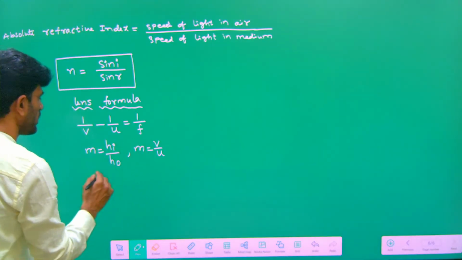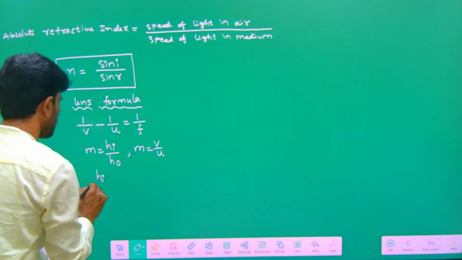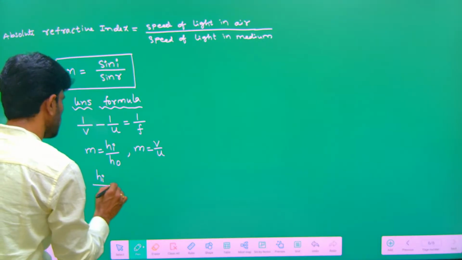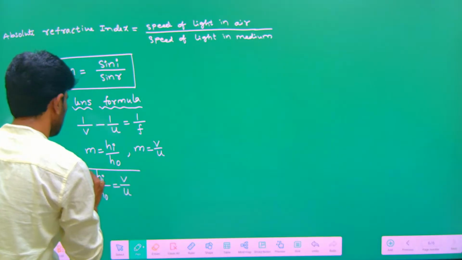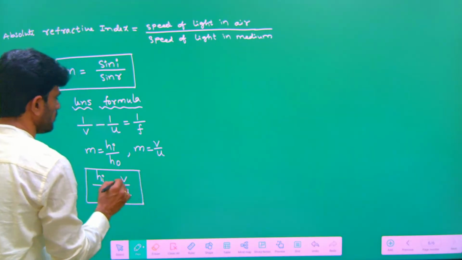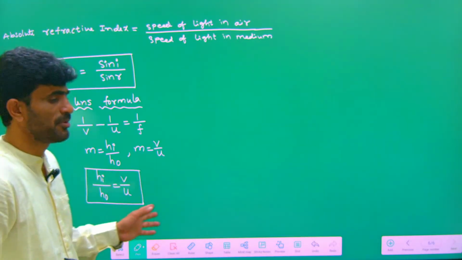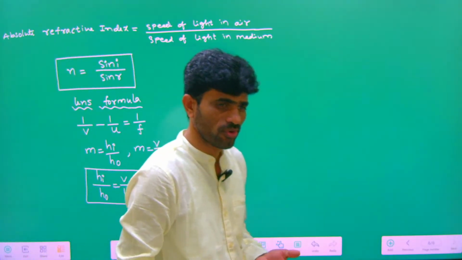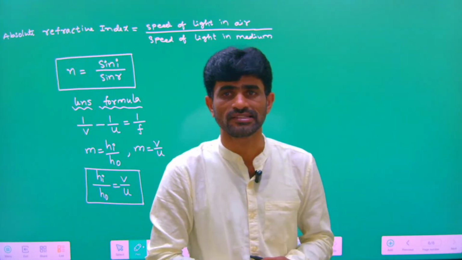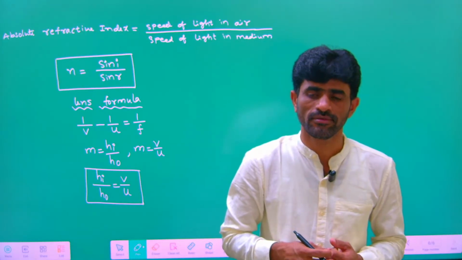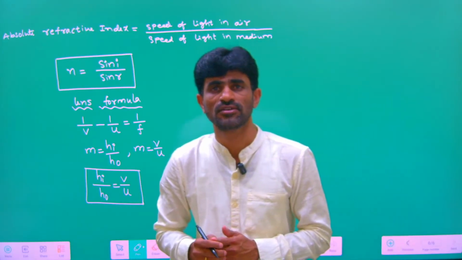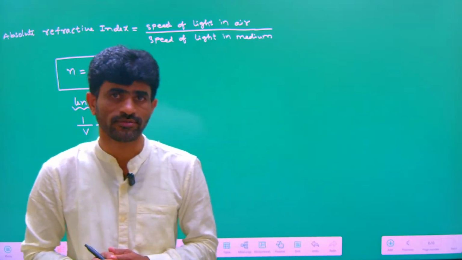And by using these two, we can write one more formula, hi by ho is equal to v by u. This is one more. Now coming to sign convention, same as before. If it is a concave lens, focal length should be taken negative. And if it is a convex lens, focal length should be taken positive.